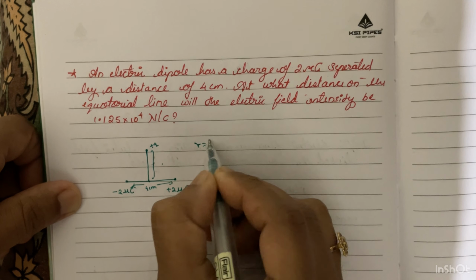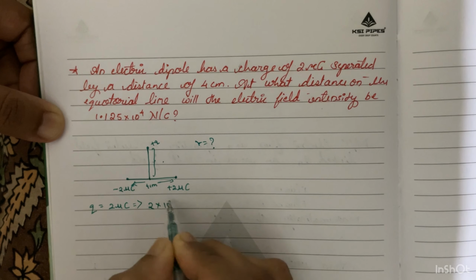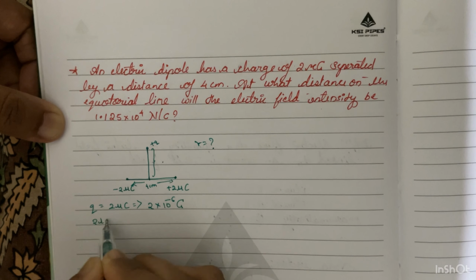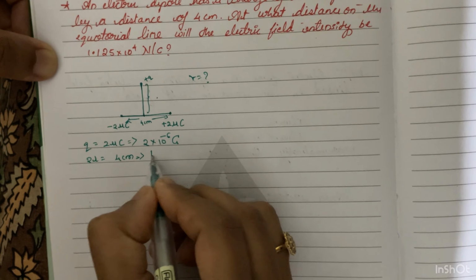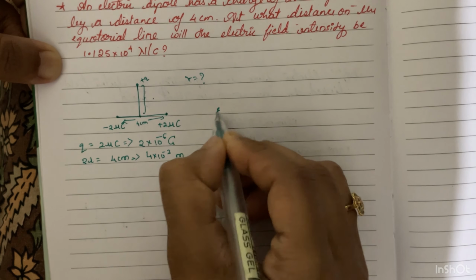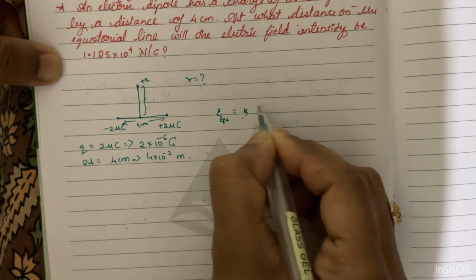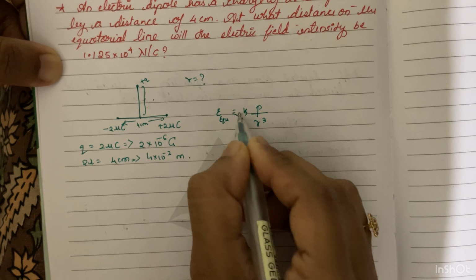Question mark here. Now in this question, they've given q, which is equal to 2 microcoulombs, and we need to convert to coulombs, so we multiply by 10 raised to the power negative 6 coulombs. And the distance, in the dipole we write it as 2l, which is equal to 4 centimeter. Since we need to convert to meter, we multiply by 10 raised to the power negative 2, and it becomes meters now. For the electric field on the equatorial line, the formula is k, the Coulomb's constant, multiplied by the dipole moment p over r cube. Now we need to rearrange the formula for r.